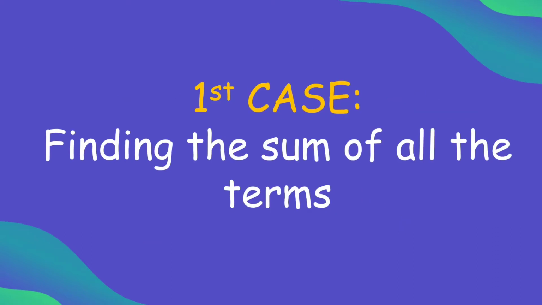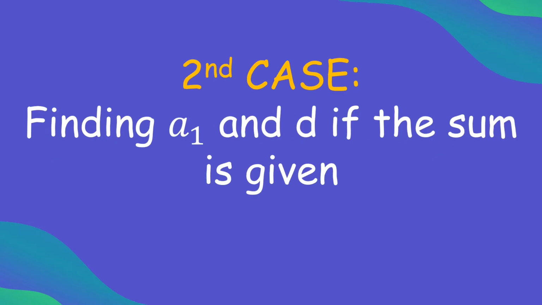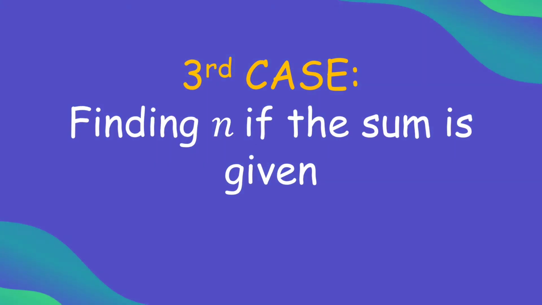In the previous lesson, we discussed different cases in solving problems involving arithmetic series. The first case is finding the sum of all the terms of an arithmetic sequence. Second case is finding a sub 1 and d if the sum of all the terms in an arithmetic sequence is given. Let's have the third case, finding n if the sum of the terms of the arithmetic sequence is given.